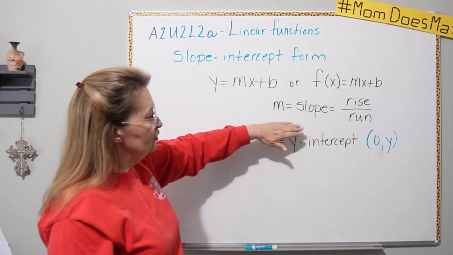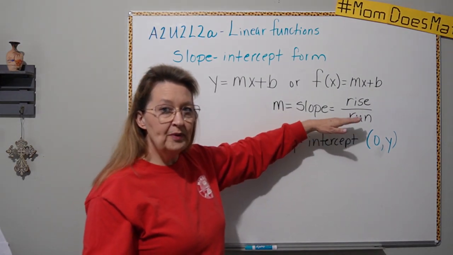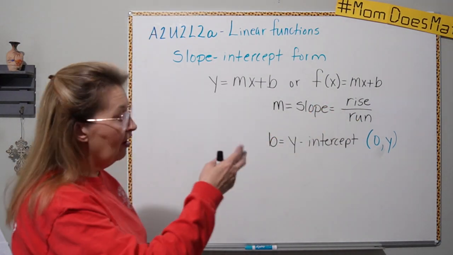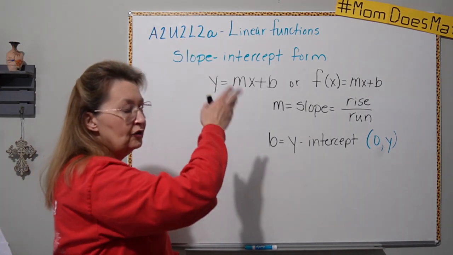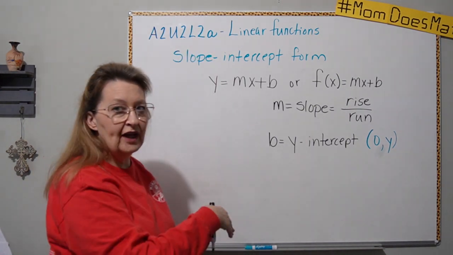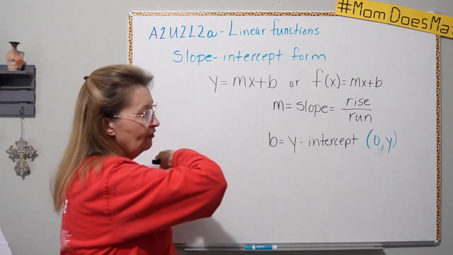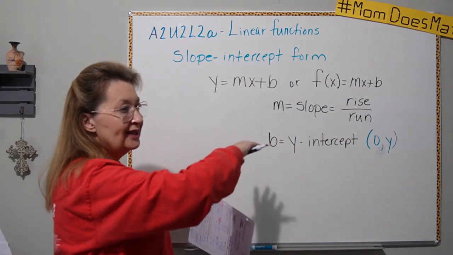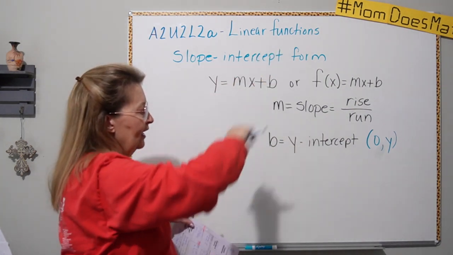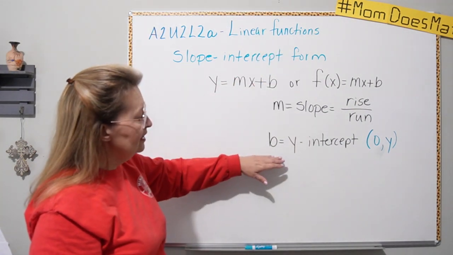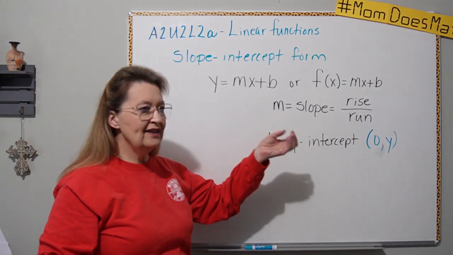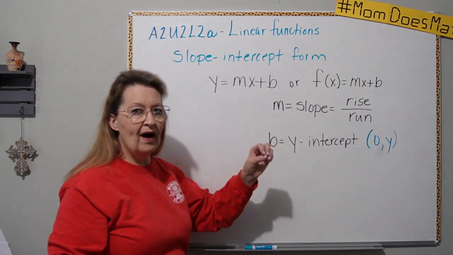All right, m is your slope. And a slope is rise over run. The top number tells you how far up or down you go, up for positive, down for negative. Run tells you how far to the left or right. When you put those two together, that's when you get a slant. All right, b is your y-intercept. That's the point where it crosses the y-axis.